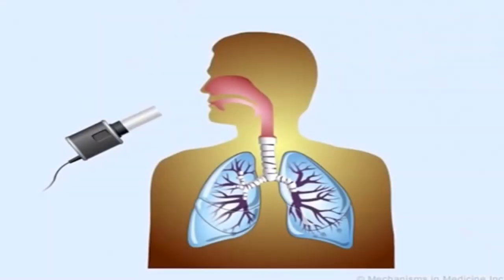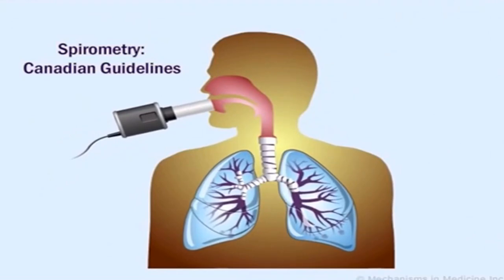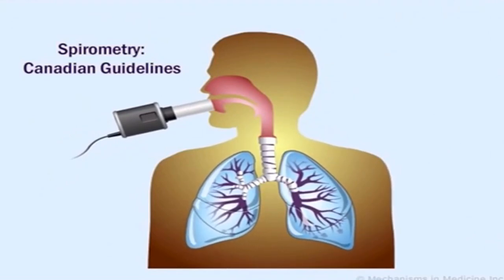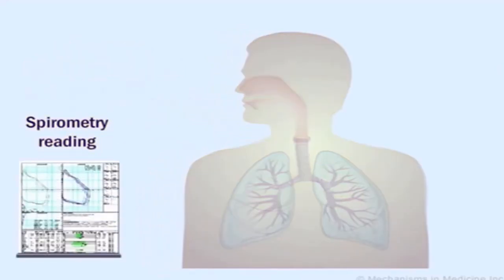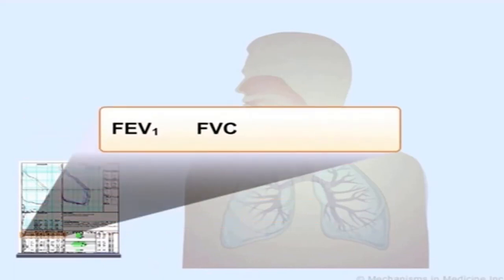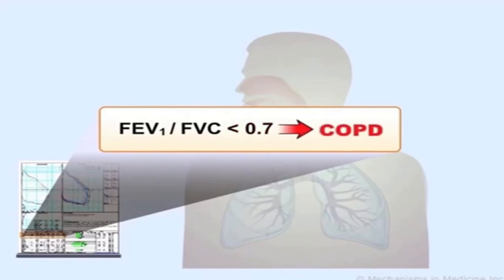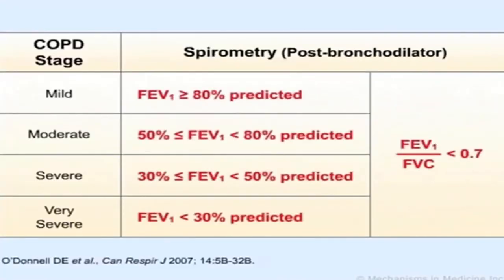The patient is asked to inhale and then forcefully exhale until the lungs are completely emptied via a tube attached to a recording device. The most important values from the spirometry readings are FEV1 and FVC. If the ratio of these values is less than 0.7, then COPD is suspected. More detailed results.